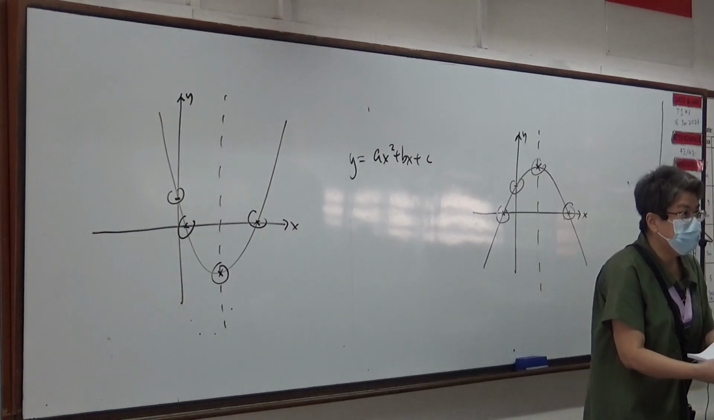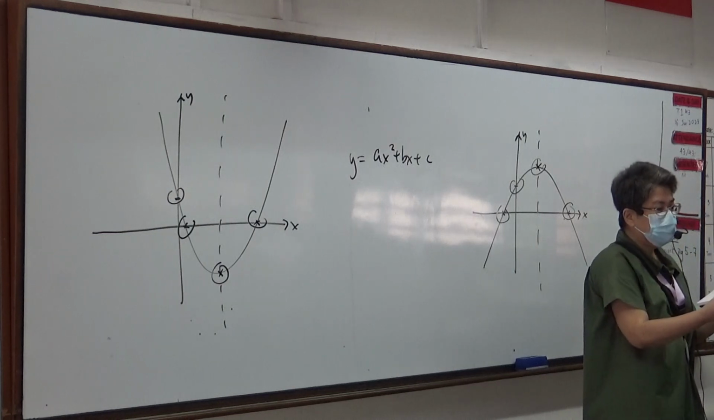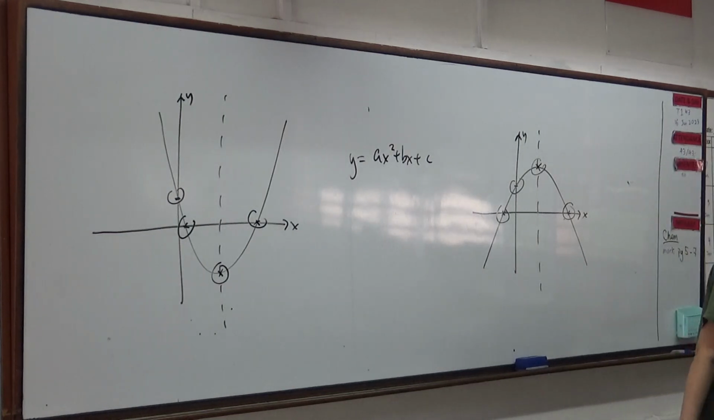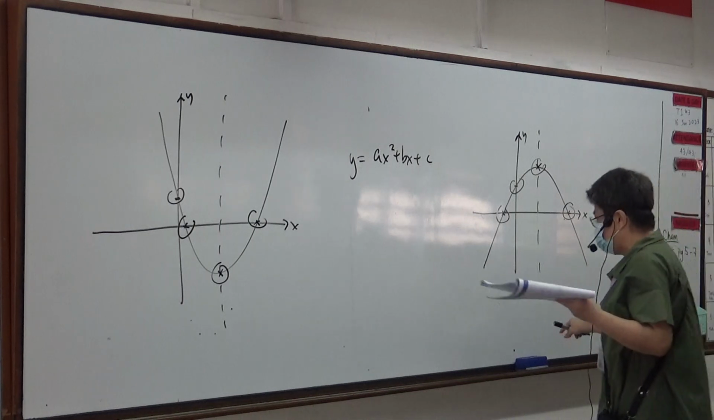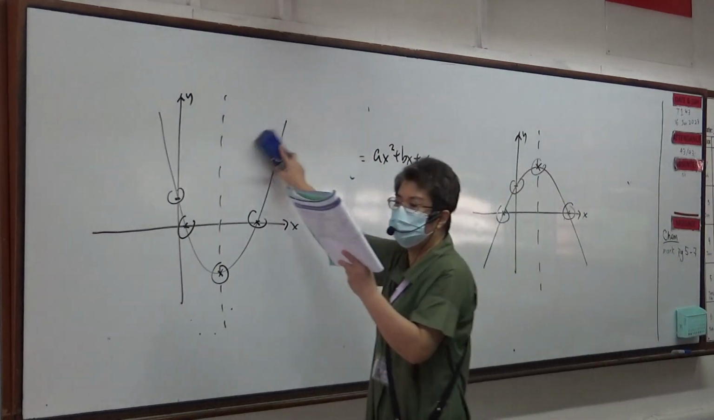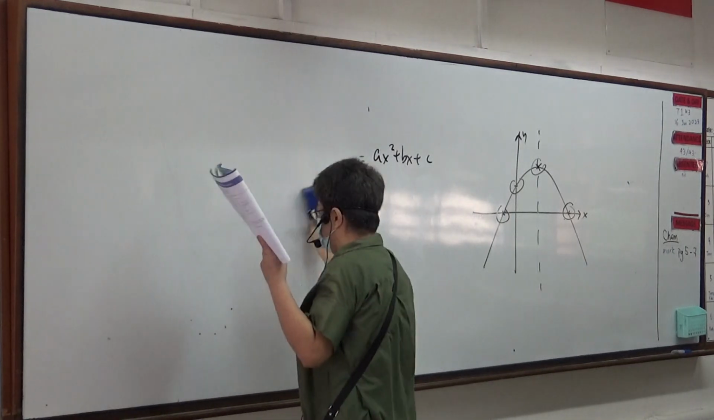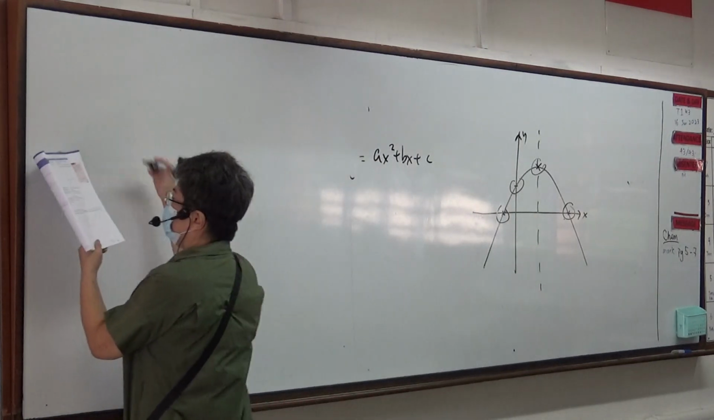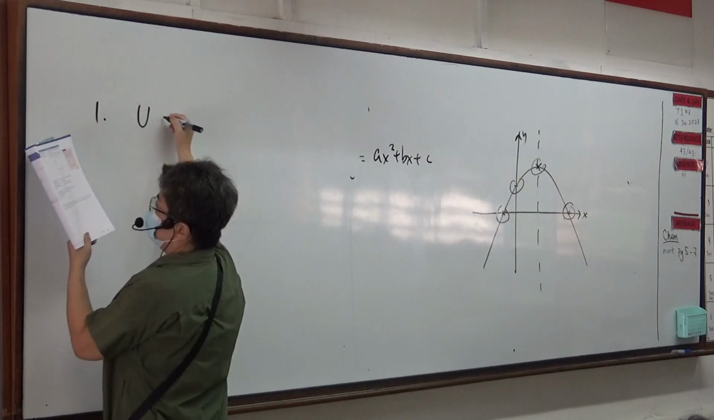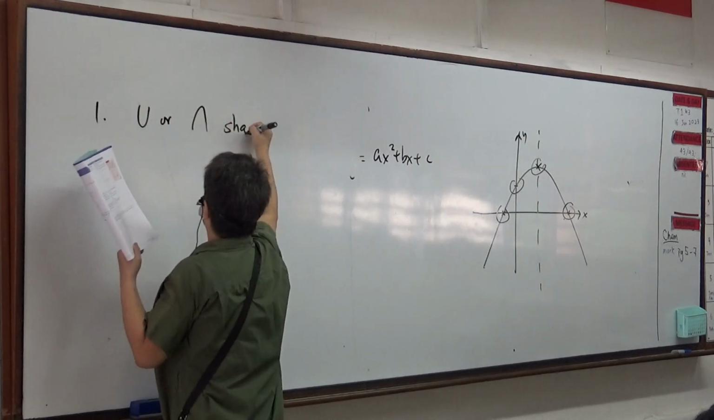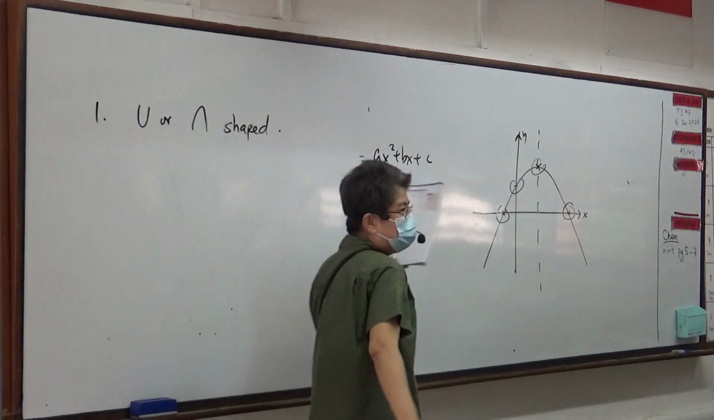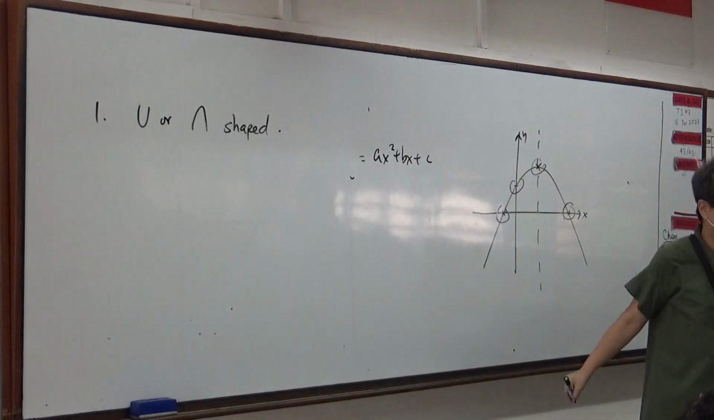Now, this one I want you to read through yourself. I'm not going to go through it. But I need you to write down 4 points that are under that category. You need to have these 4 points first before you can draw the graph. Number 1, decide whether it is a U or N shape. This is criterion number 1.